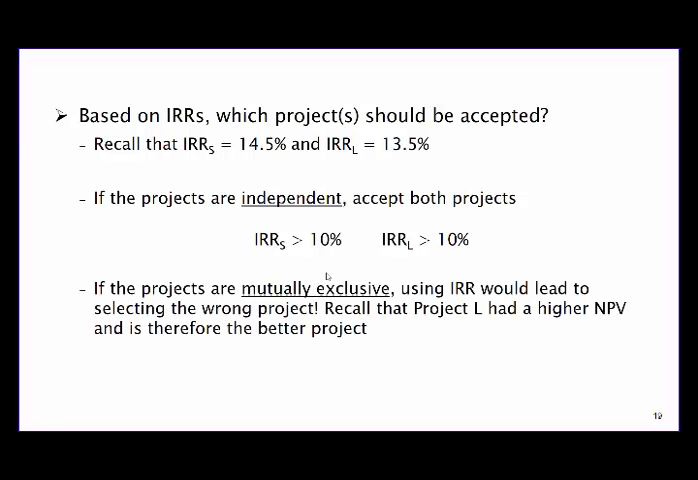If the projects are mutually exclusive, using IRR would have led to selecting the wrong project. You would have said take S with the higher IRR. But we saw before, in the first part of this example, that Project L had the higher net present value. So there's a conflict there, and we would rely on NPV because NPV tells us the net present value of that project. And that's consistent. Choosing the project with the higher net present value is consistent with the goal of maximizing shareholder wealth. You're accepting the project which is expected to add the most value to the firm, and that's why we use NPV.